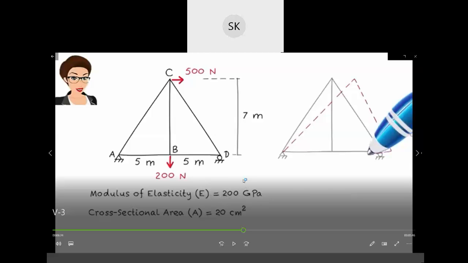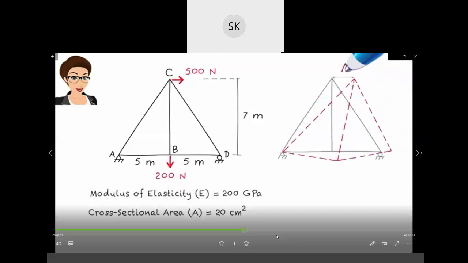You can convert it into Newton per mm square, and then the cross-sectional area. That means the area of these steel tubes is the same for the whole section. So all the truss is made up of the same material, and the cross-sectional area is the same for all the members: AC, AB, BD, CD, all the members have the same cross-sectional area of 20 centimeters square.